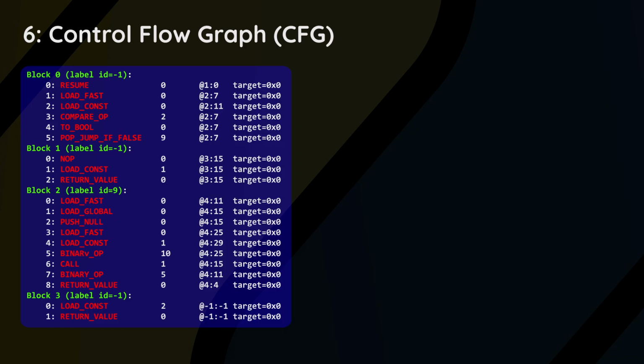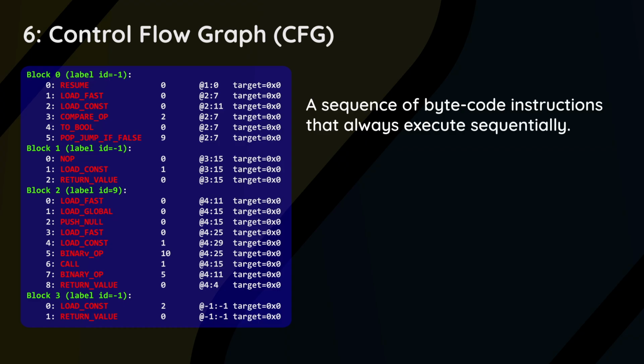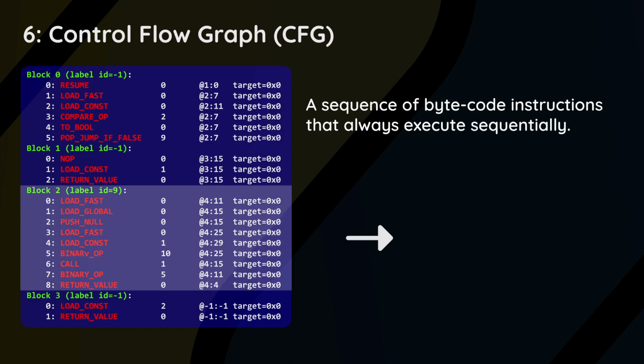Step 6. Then this raw instruction sequence is converted to a directed graph known as a control flow graph or CFG, which models the flow of a program. A node of a CFG is not an individual bytecode instruction, but instead represents a sequence of bytecode instructions that always execute sequentially. Each node in a CFG is called a basic block and always executes from start to finish. CFGs are useful as an intermediate representation because they are a convenient data structure for optimizations.